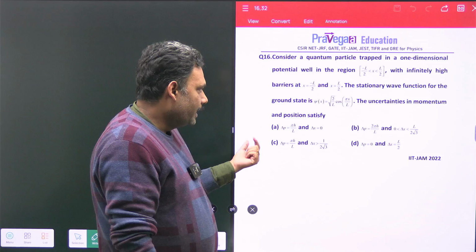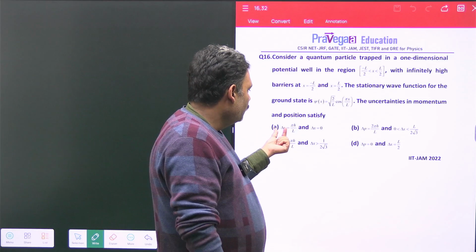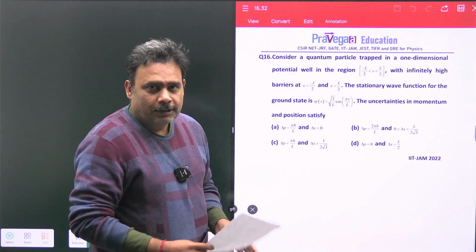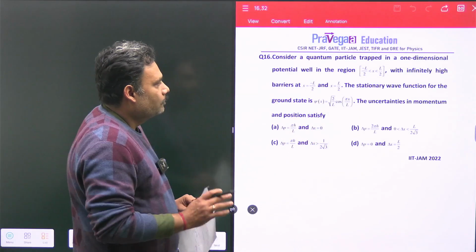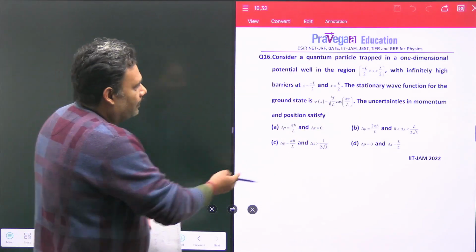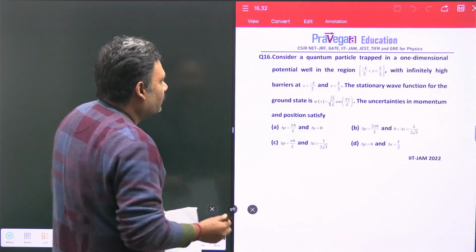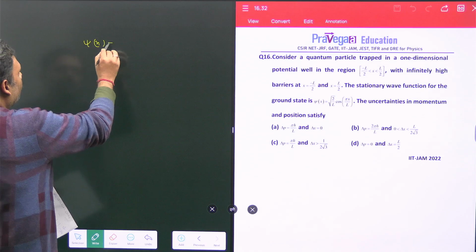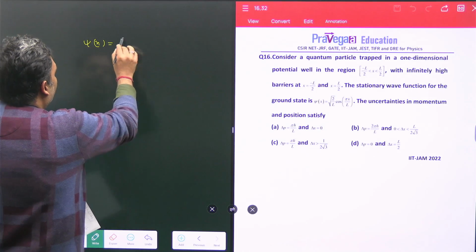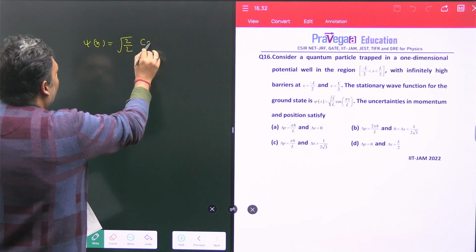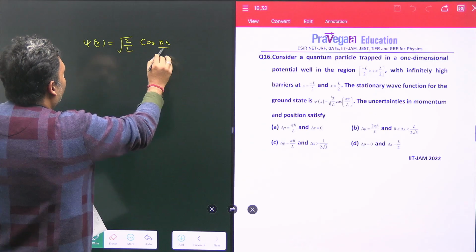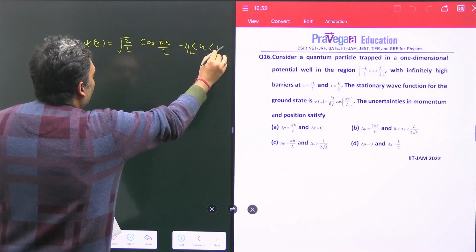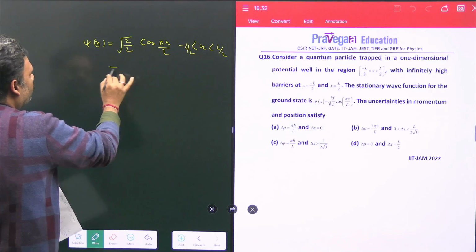We have to see which one of the following statements is correct, and in those statements we have to check everything about the uncertainty in momentum and the uncertainty in position. So let's try to solve this problem. The ground state wave function is psi x, which is equal to root under 2 by L cos pi x by L, where x is between minus L by 2 to plus L by 2, and this is 0 otherwise.